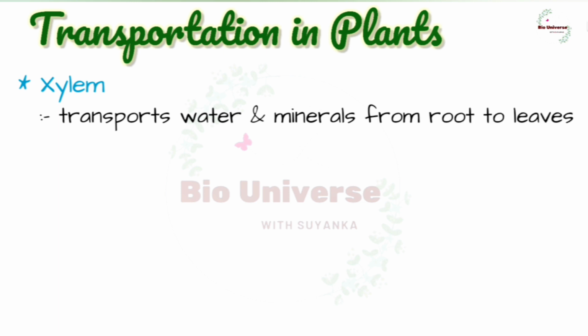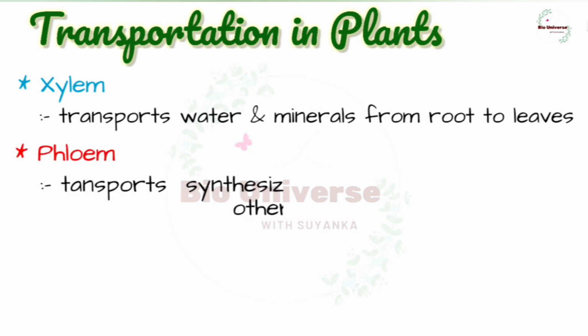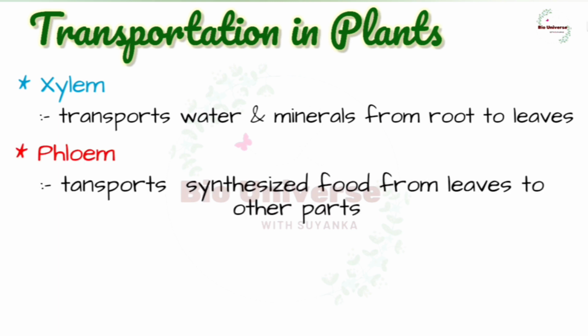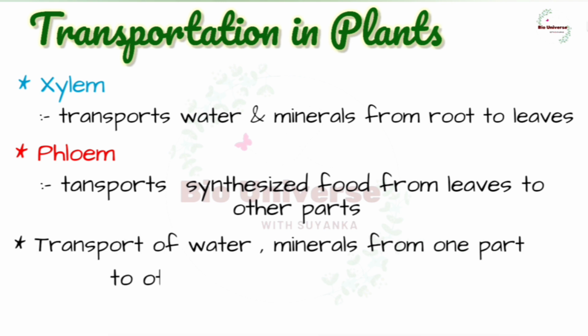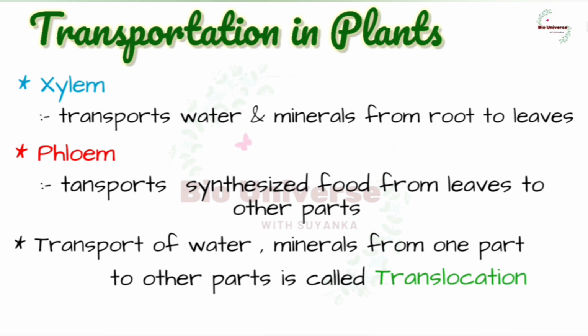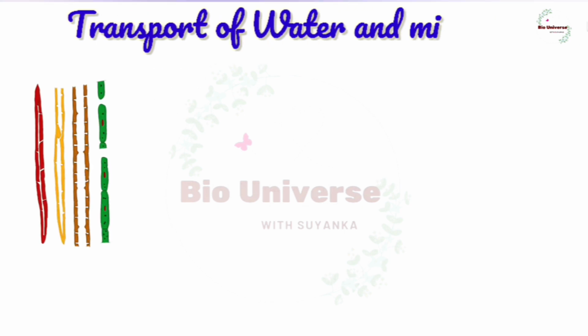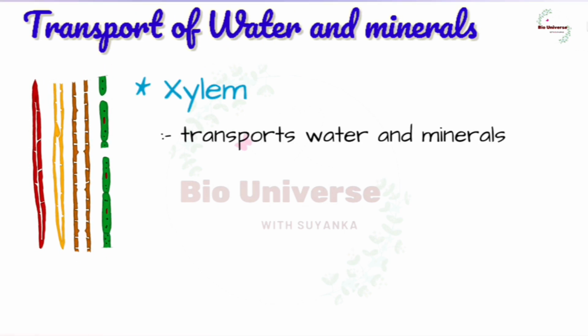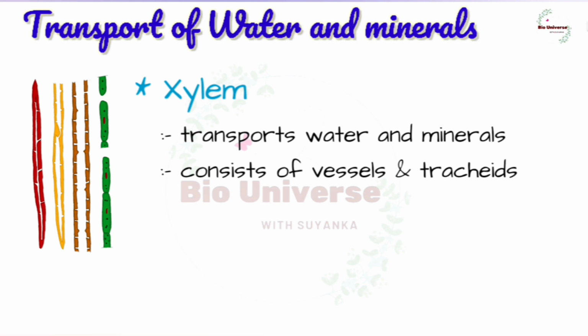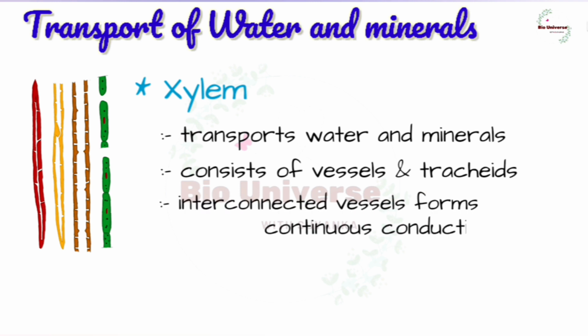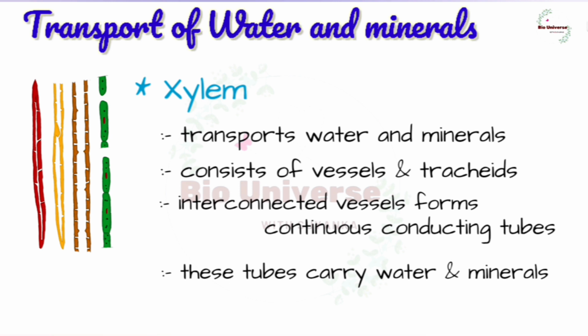Water and minerals are transported from the roots upwards through the xylem tubes. Phloem transports synthesized food from the leaves to the rest of the plant body. The transport of water, nutrients, and other substances from one part of a plant to another is called translocation. The medium of transport in plants is water. The xylem tissue transports water and minerals. It consists of interconnected vessels and tracheids organized into continuous conducting tubes stretching from the roots to the leaves. These tubes carry water and minerals to all parts of the plant.